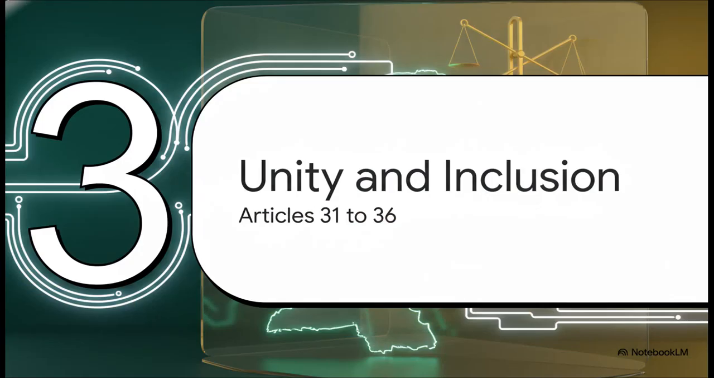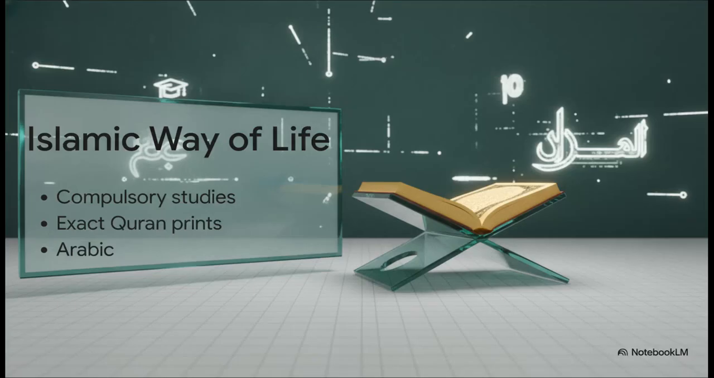Okay, let's shift to Section 3, Unity and Inclusion, which covers Articles 31 through 36. Once you empower those local communities, you need what's basically a social antivirus system to protect the citizens. Under Article 31, we see the principles regarding the Islamic way of life. The Constitution says the state has to help Muslims live according to Islamic values.